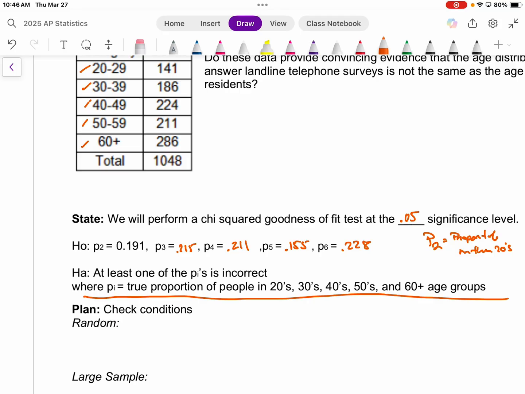Again, our plan is to do a check conditions and do a chi-squared goodness of fit test. So I would probably at this stage spell out goodness of fit. In the do stage, we can use that brief goodness of fit test.